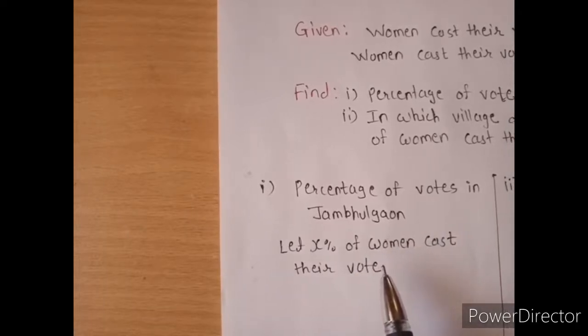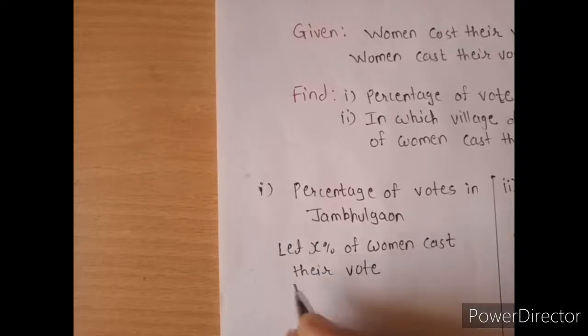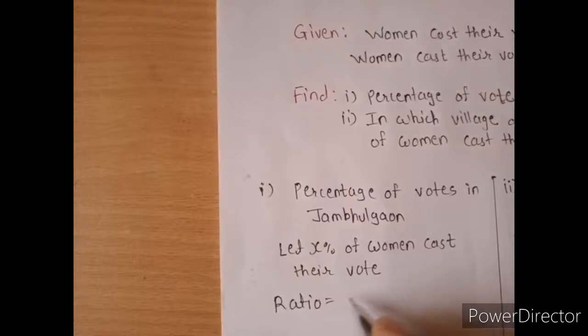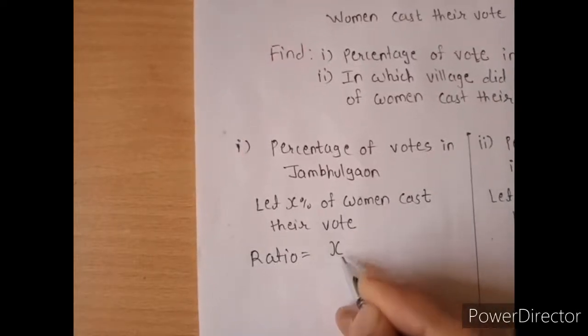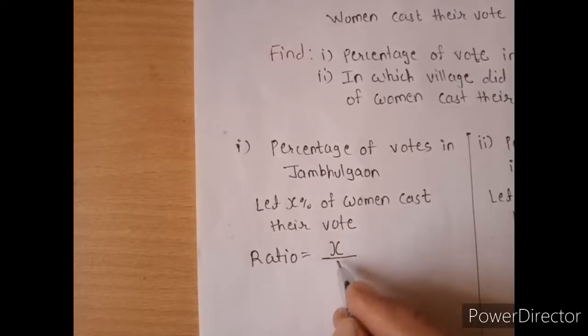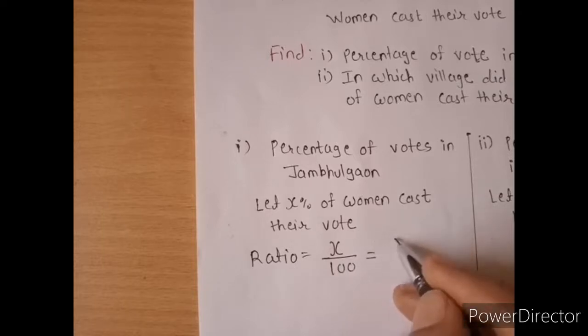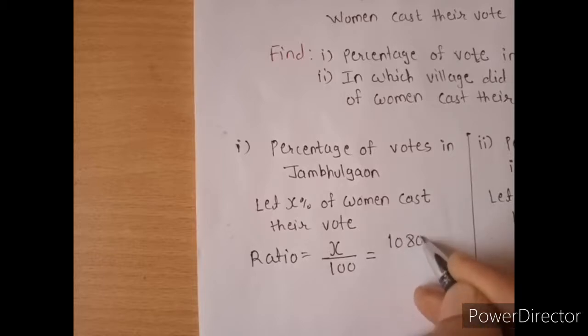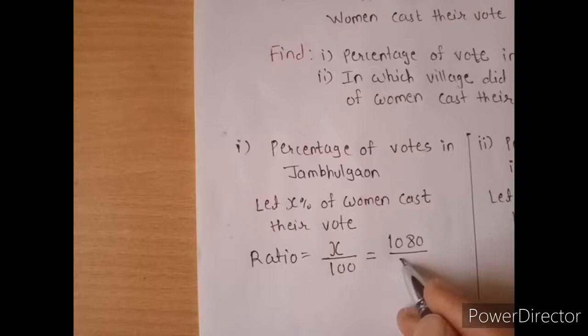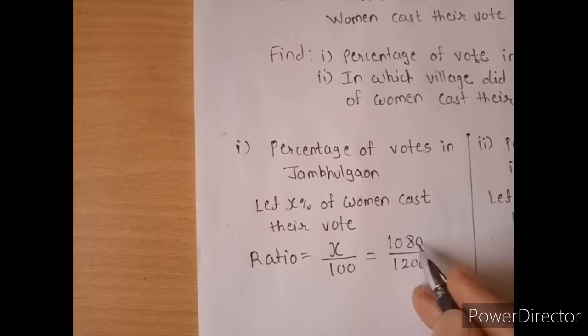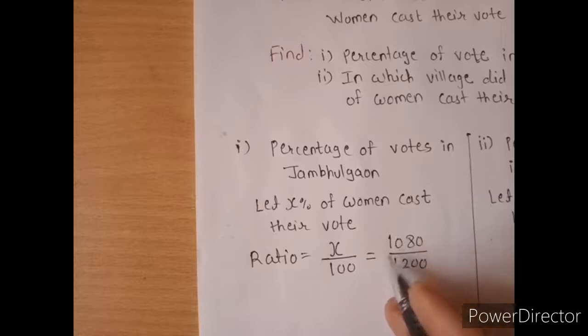Now write down that figure in ratio form. Ratio is equal to X percent women cast their vote. So X percent is written as X upon 100 is equal to how many women cast their vote in Jambulgaon? 1080 out of 1200. Now we have to calculate the percentage. Here the figure is given, the percentage is not given. So now we will calculate the percentage.